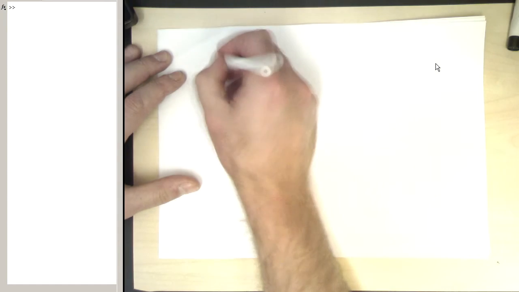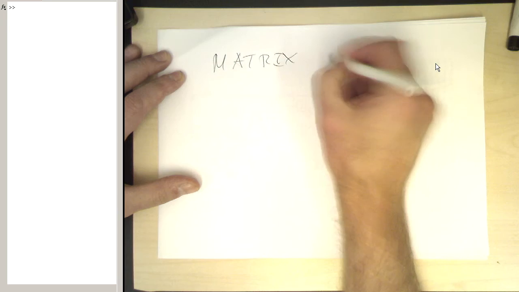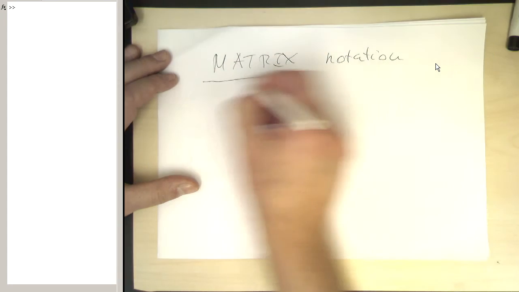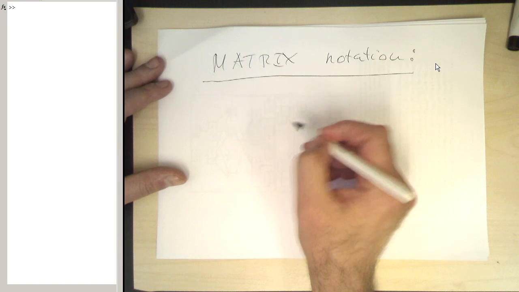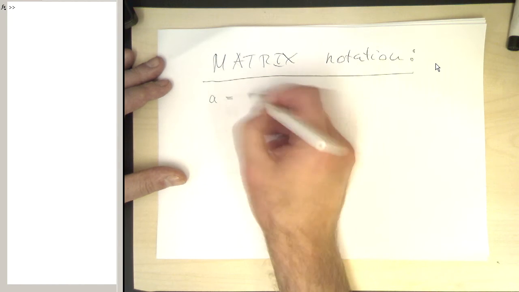What we have omitted so far is a matrix notation. Matrix notation. So the matrix notation works in a similar way as a vector notation.